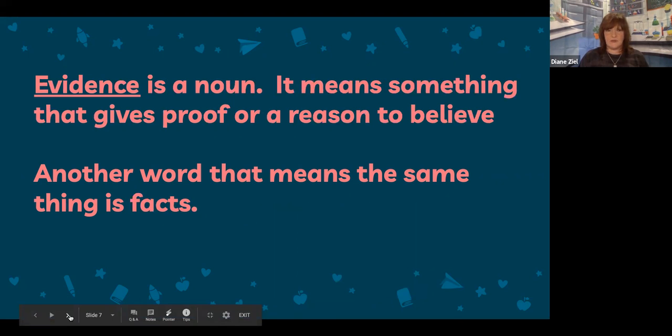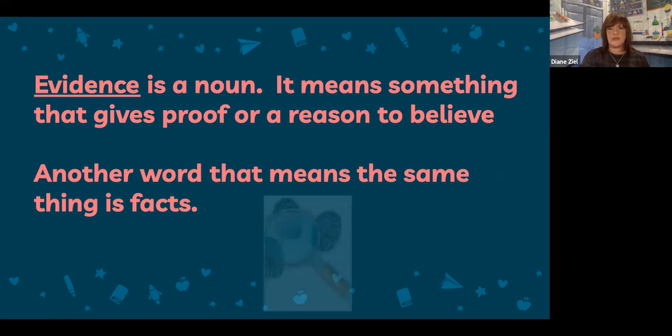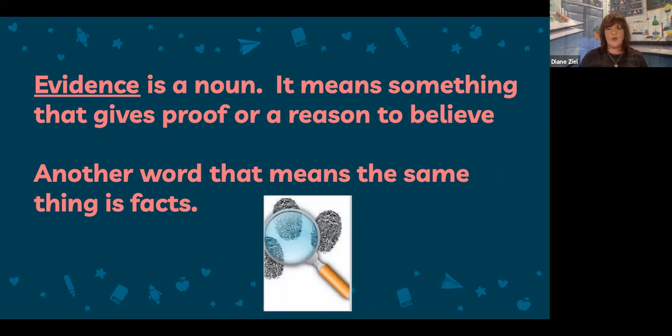Your second academic vocabulary word is evidence. Evidence is a noun. It means something that gives proof or a reason to believe. Another word that means the same thing is facts. An example of evidence could be a fingerprint. When looking for evidence, a fingerprint is a fact that can be connected to a person. In other words, it can be proven. It's not just an opinion or what somebody thinks.